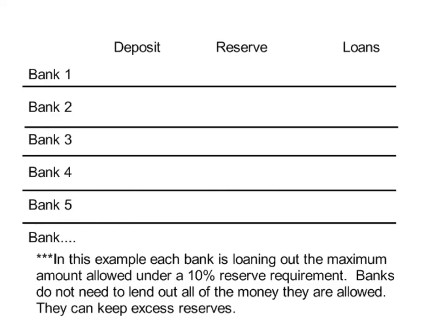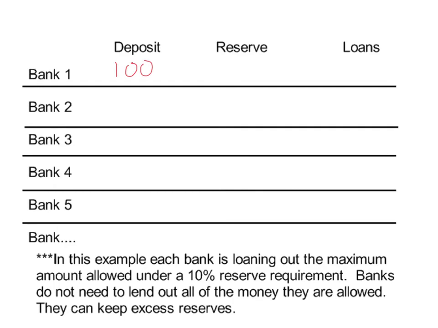So let's take it through a couple of iterations. Let's go through a couple of banks and just go through the numbers. All right. Now, we see that in this example, each bank is loaning out the maximum allowed under a 10% reserve ratio. Banks don't need to do this. They don't need to lend out all the money they are allowed. They can keep these excess reserves. They can't keep more money than they need to. But let's just look at a banking system where all banks are loaning out the maximum amount of money. Let's start with the initial $100 deposit.